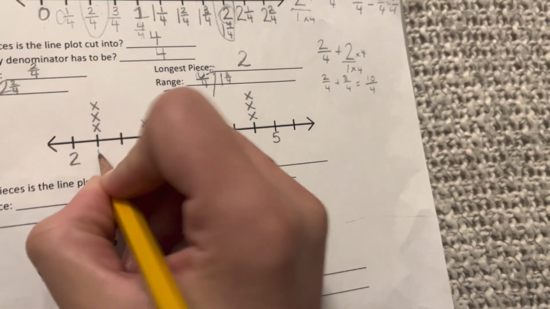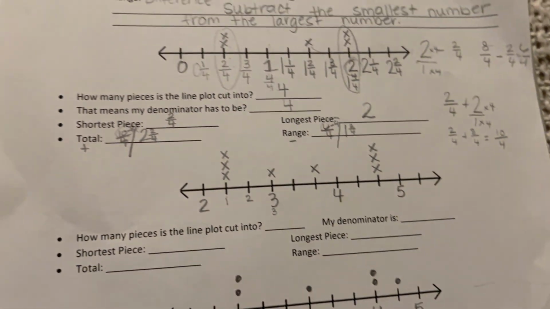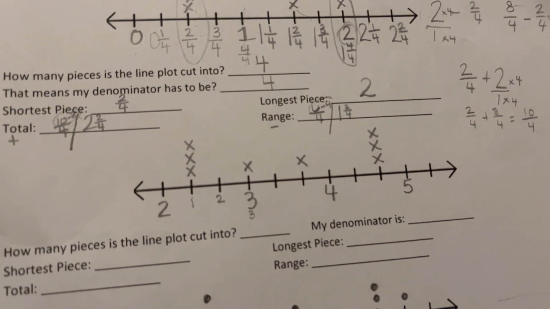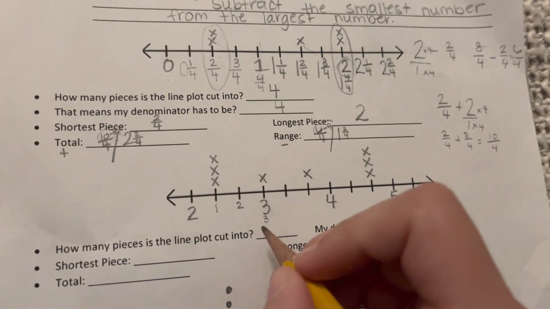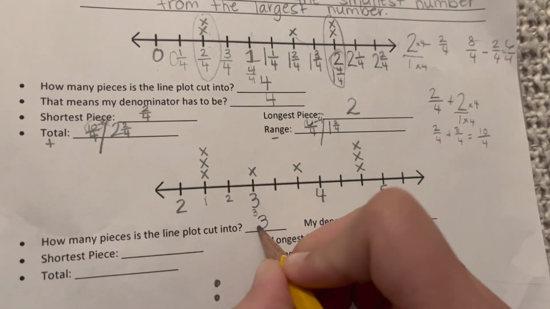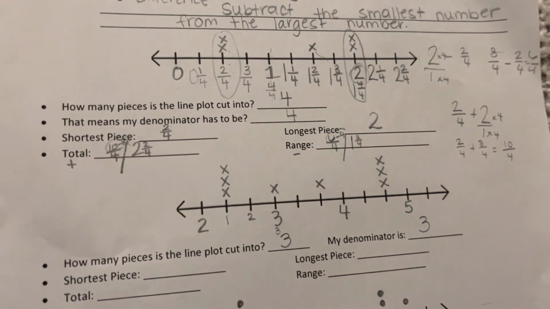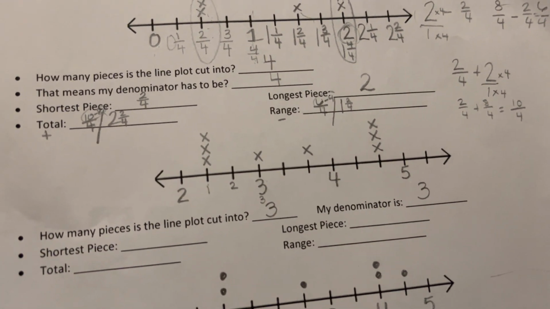So this is 1, that's 2, that's 3. You count all the way through to the next whole number, no matter what that whole number is. I can stop here because 3 is the next whole number I have. But that tells me that this line plot is cut into 3 pieces, which means that no matter what, the fractions on this line plot will all have a denominator of 3.